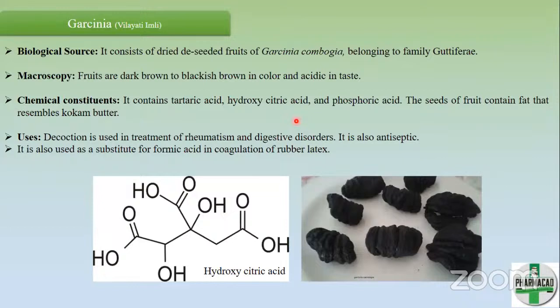First drug that we see here is Garcinia, nothing but dried deseeded fruits of Garcinia cambogia belonging to family Guttiferae. Now these fruits are dark brown to blackish brown in color and acidic in taste. It also contains tartaric acid, hydroxycitric acid and phosphoric acid.